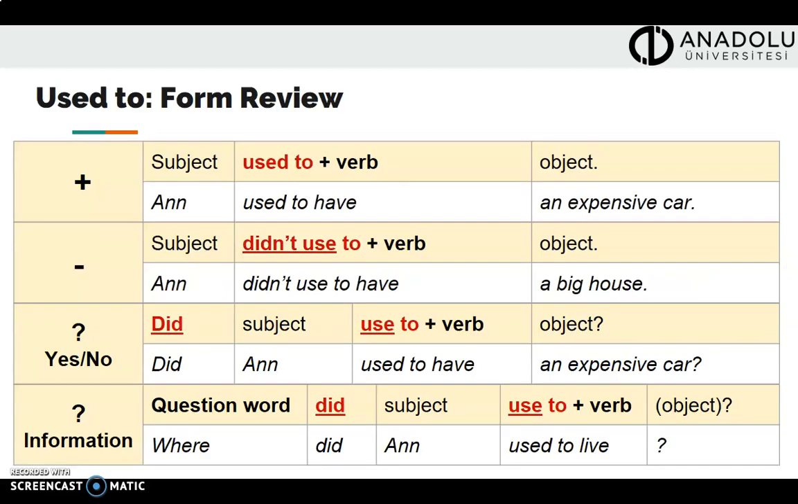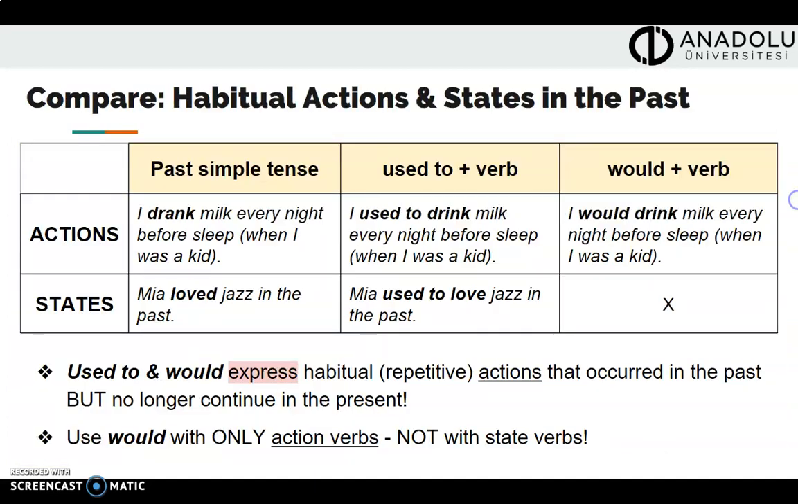Now, this is a little form review of how it works. So can I give you a moment to look at it? Again, here, there are some notes how the habitual actions and states in the past work by using used to and verb and would and verb. There is a bit of a repetition, okay?